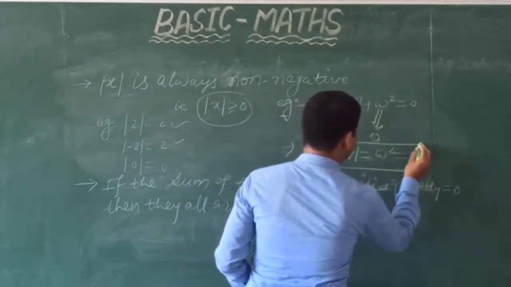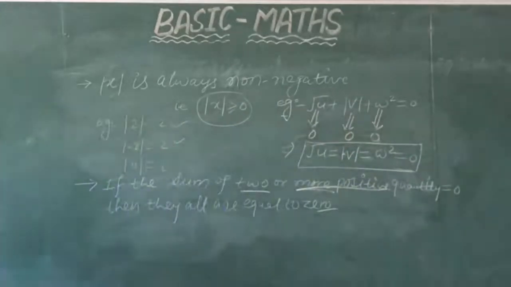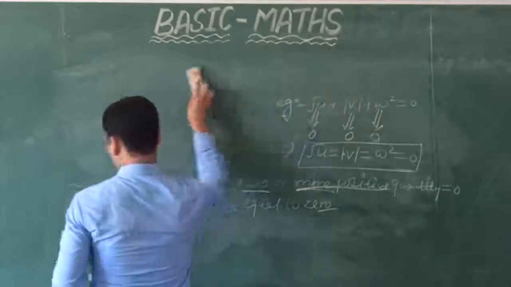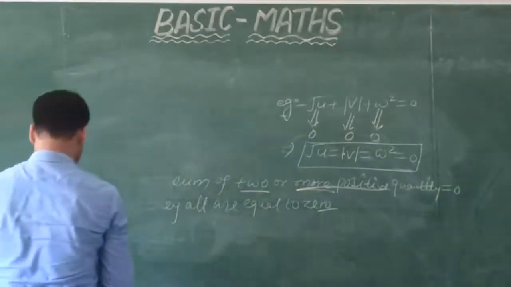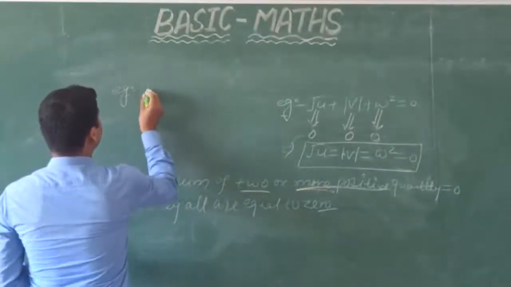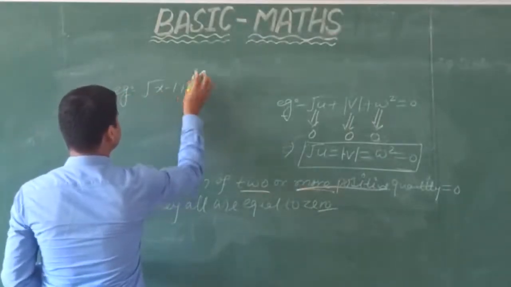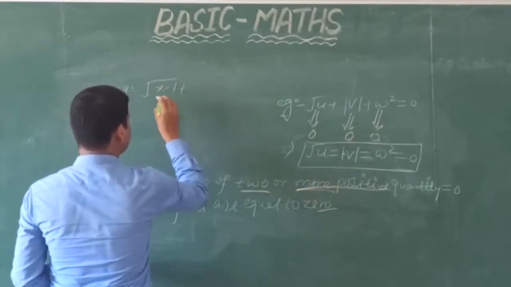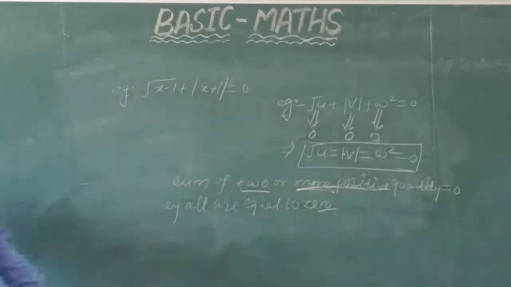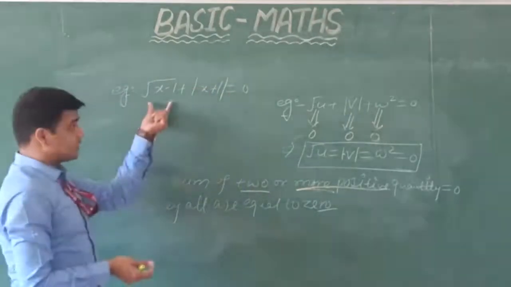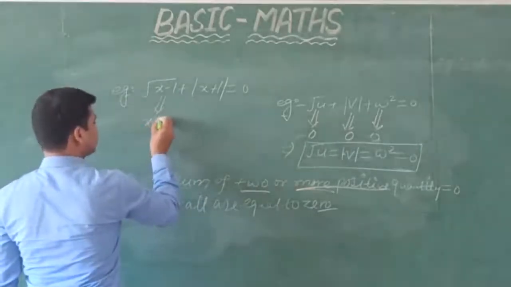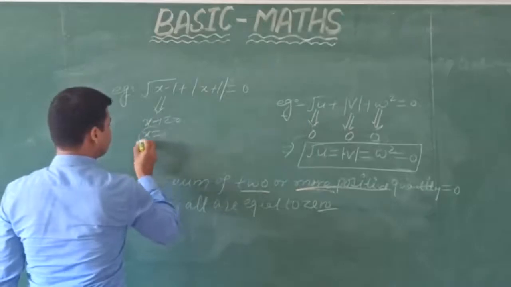Okay, our next point. Suppose I am going to take one more example related to this statement. See this here: root under x minus 1 plus root under x minus 1 plus x plus 1 mod of x plus 1 equals 0. Now see this, we know that this is positive and this is also positive. So what we will do, we have to put this one 0. So x minus 1 equals 0, you will get x equals 1.